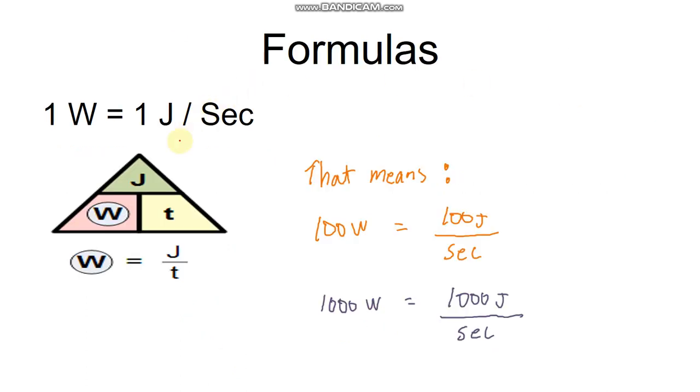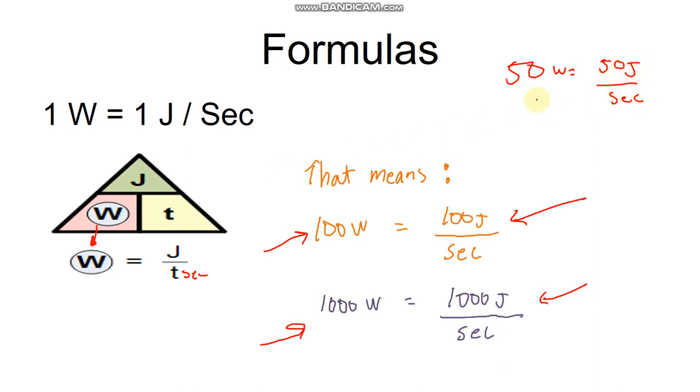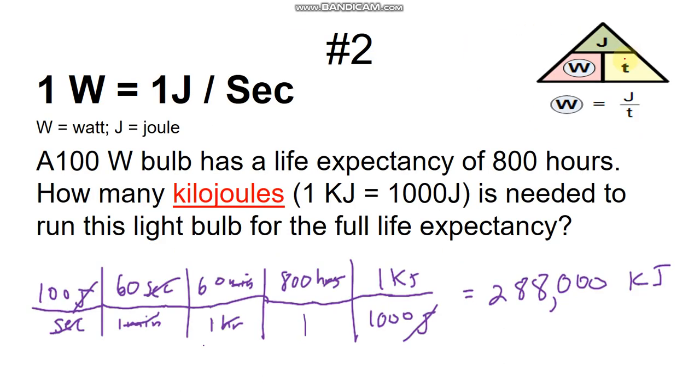Now, when we look at this triangle and we find the watt, the power is equal to joules over time, or joules over second. Now, that means that if you have 100 watts, that's the same thing as saying 100 joules per second. If you have 1,000 watts, that's the same thing as saying 1,000 joules per second. 50 watts is equal to, yep, you guessed it, 50 joules per second. So that is a really important concept to grasp for our next practice problem.